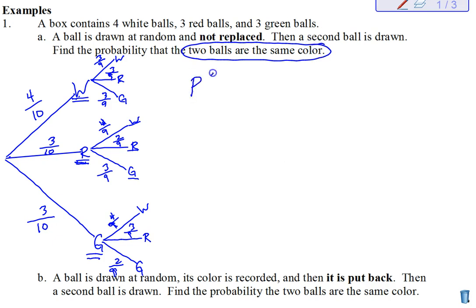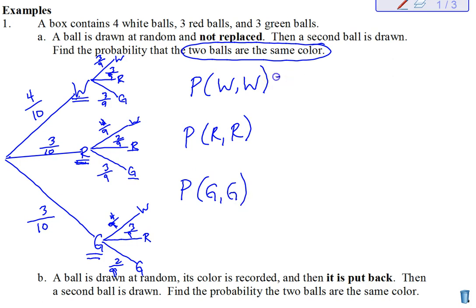Well, that would be the probability that I get white and then white again, or the probability that I get red and then red again, or the probability that I get green and then green again. Well, if you look above on your notes, that multiplication rule says that to find the probability of multi-stage experiments, you follow the probabilities up on the path. So if I look here, white, white, would be 4/10 times 3/9.